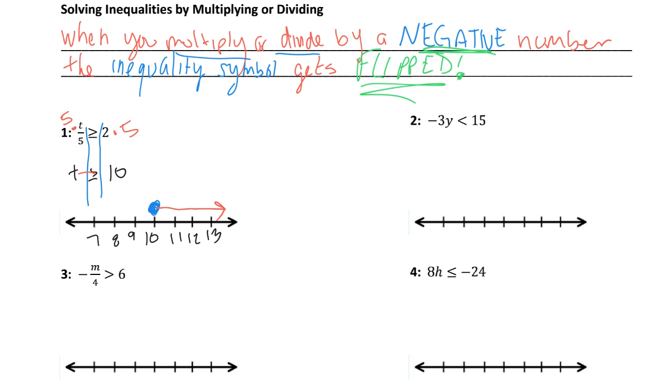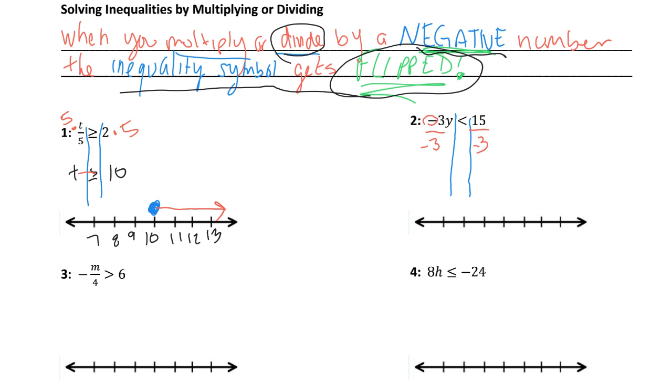I'm going to draw my river. I'm still just doing the opposite operation. This is multiplying, so I'm going to do the opposite and divide. Am I dividing both sides by positive 3 or negative 3? Hopefully you said negative 3. And hint, I'm dividing by a negative, so the inequality symbol gets flipped. So when I divide by a negative, the inequality symbol gets flipped.